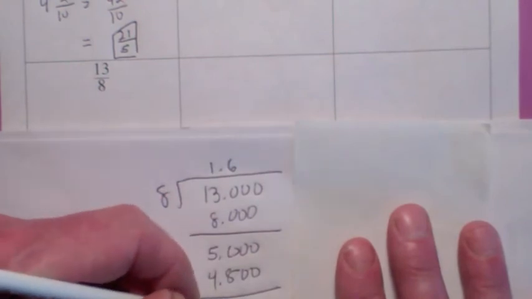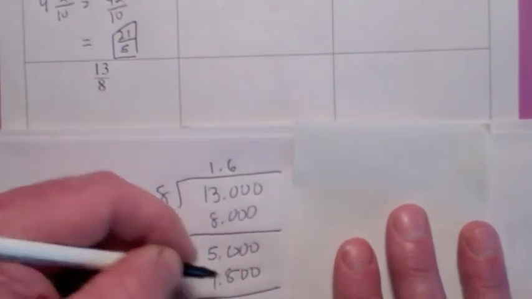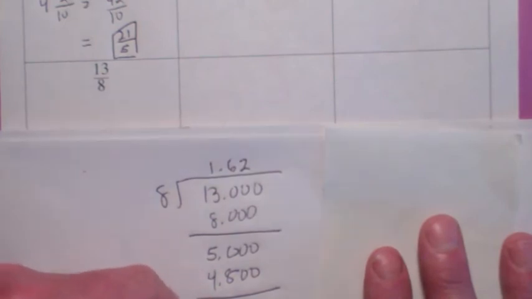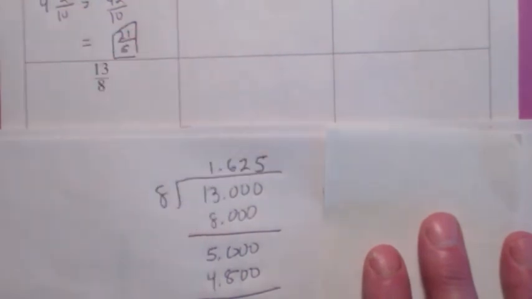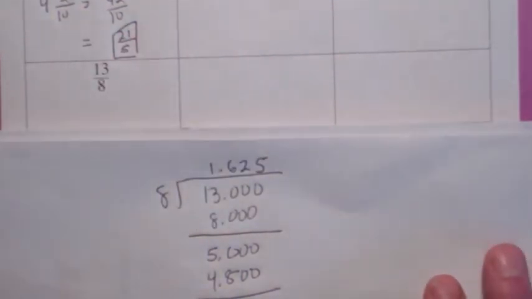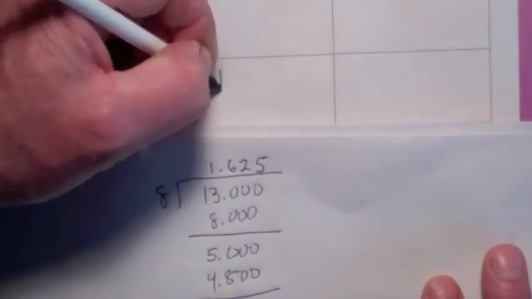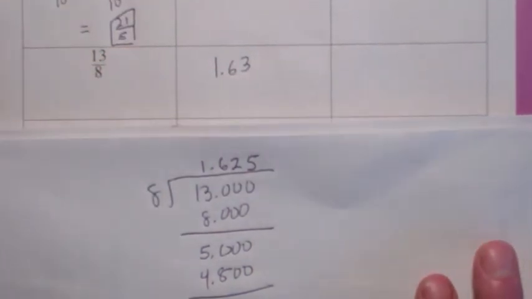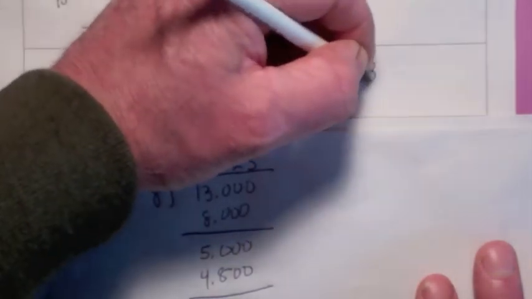So when you subtract, you get 0.200. 8 goes into 20 twice, and that twice goes in the hundredths place. I think you get a 40 left. Goes in exactly, doesn't it? 8 goes into 40 5 times. Now if you want to round that to hundredths, it would be 1.63, wouldn't it? And then as a percent, it would be 163%.